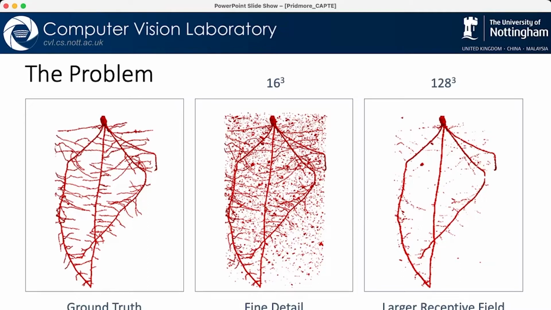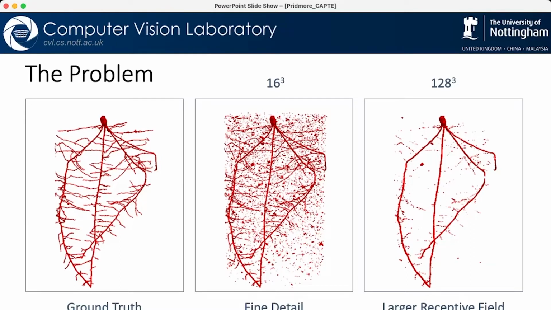You can see lots and lots of fine roots in there, but also, because it's a very small piece, it doesn't have the context to tell it that this isn't a root, because if you move away from this point, you don't see a root structure. It's not attached to anything. It also generates lots of noise.